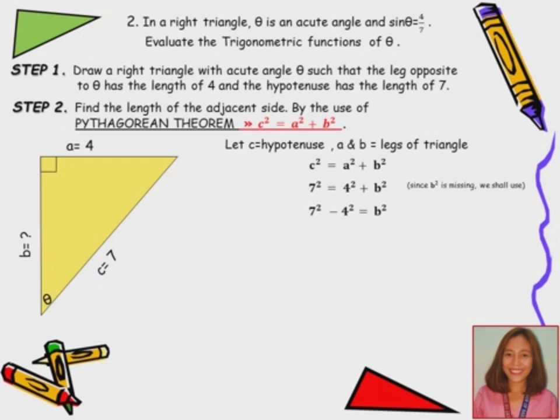So applying the operation, 7 squared minus 4 squared. So 7 squared is what? 7 squared is multiplying 7 by itself twice. So 7 times 7 will give us 49. Same with 4 squared: multiply 4 twice. That will give us 16, because 4 times 4 equals 16. And then, equals, and our b squared. So that will be 49 minus 16 equals b squared.